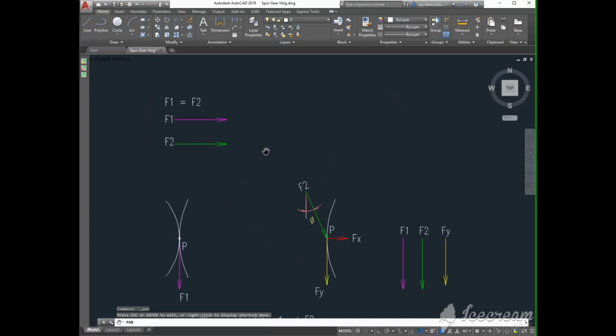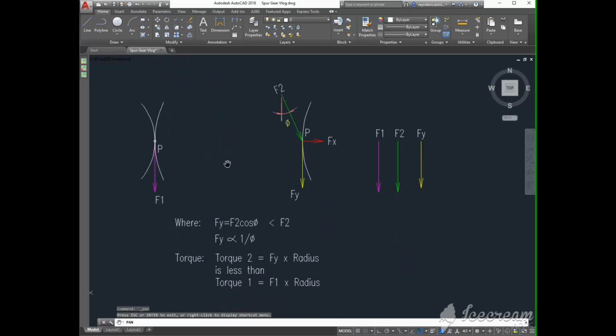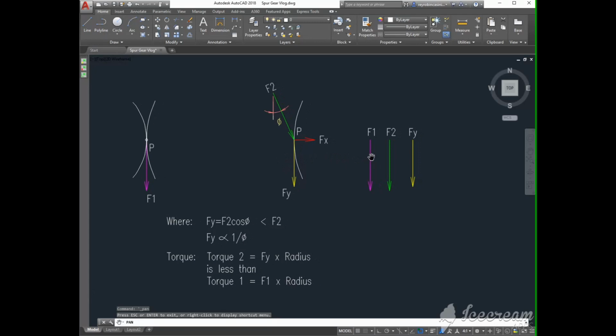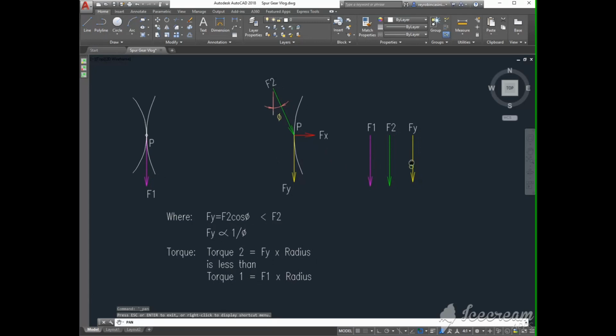If we place F1 and F2 side by side and assume that their values are equal, then graphically their lengths or magnitudes are also equal. However, due to the angle of action done by F2, the torque it acts on wheel 2 has decreased. In this case, the only useful force exerted by F2 is its y component, Fy. If we compare the three forces together, F1, F2 and Fy, it is clear that Fy has a lesser magnitude based on its length.